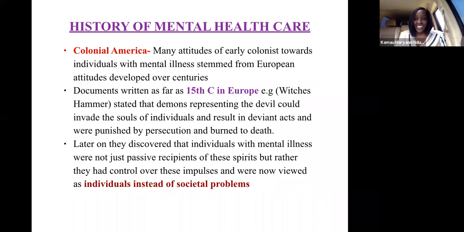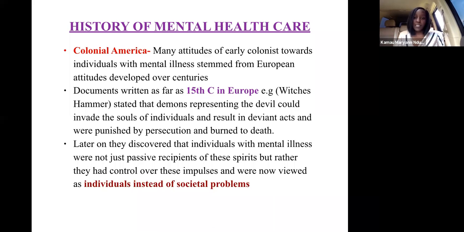So in colonial America, many attitudes of early colonists towards individuals with mental illness stemmed from European attitudes developed over centuries. We have an example of a document written in the 15th century in Europe called The Witch's Hammer, which stated that demons representing the devil could invade the souls of individuals and result in deviant acts, and these people were then punished by persecution or burnt to death. So you can actually see why stigma comes into play with mental illness, for example, what we're dealing with today, schizophrenia.